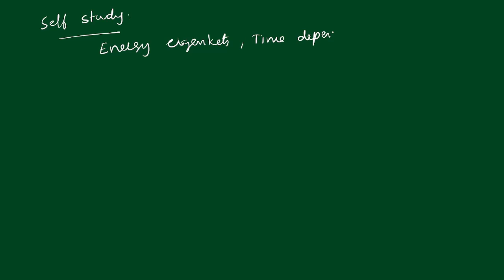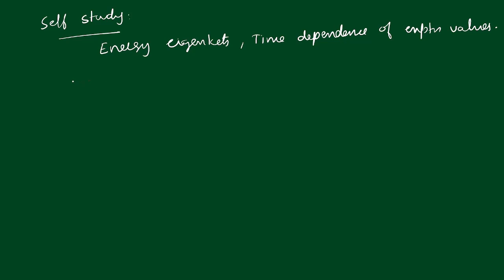Now there are 2 remaining sections. That is quite easy. I leave it for self study. It's about energy eigenkets, and the section on the time dependence of expectation values. I don't know if it is important for the exam, but this is quite easy.